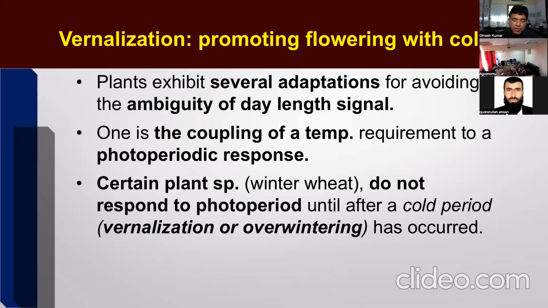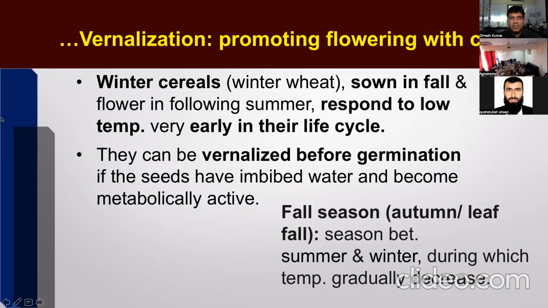So this is called overwintering or vernalization. This low temperature requirement of the seed is to be met before it can germinate. This process is vernalization or overwintering. And then the crop can be harvested in August. So this process is called vernalization.